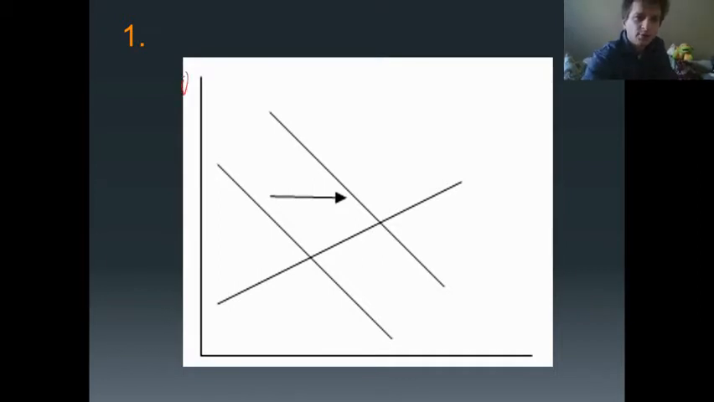So we always label our axes first. Then we label our demand curves and our supply. What you see here is demand has increased. Demand shifted to the right. So demand increased. That means our equilibrium price and quantity changed as well.